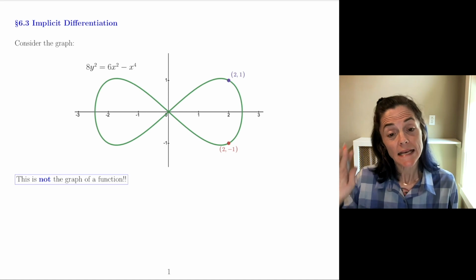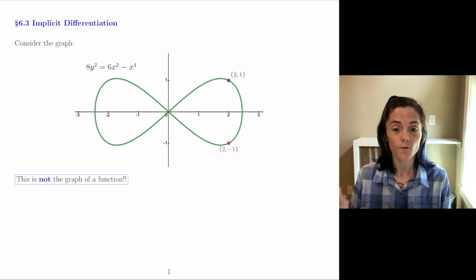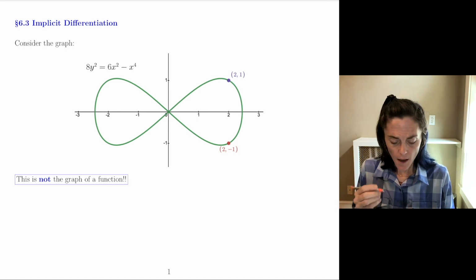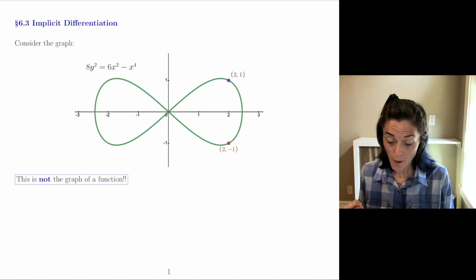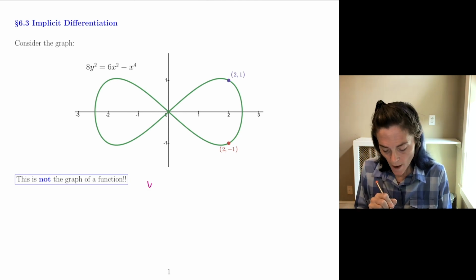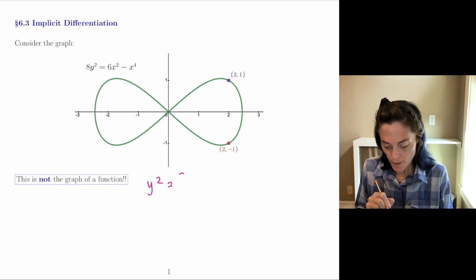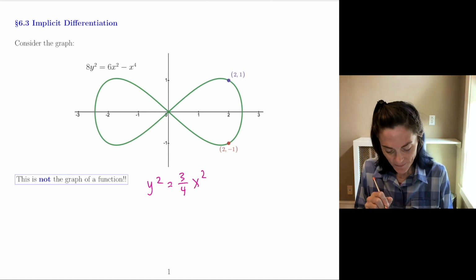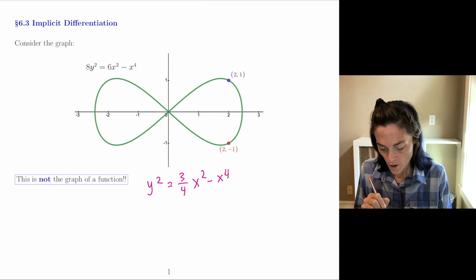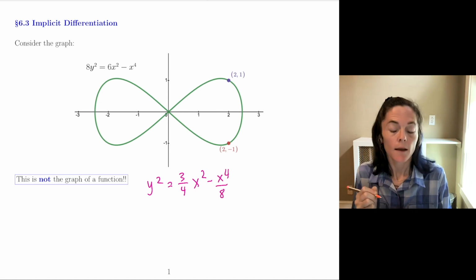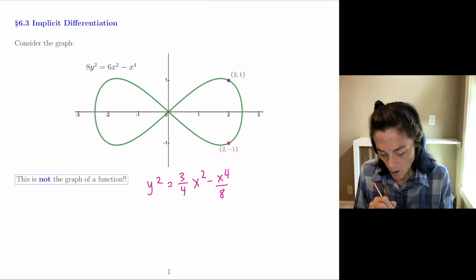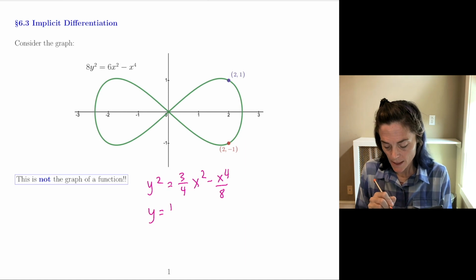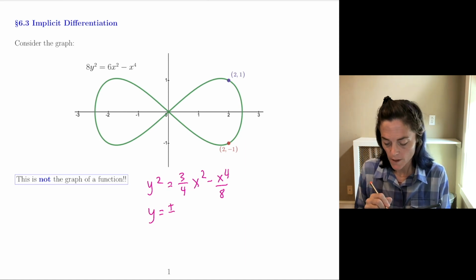8y squared is 6x squared minus x to the fourth. We could solve for y in terms of x. Maybe I will make this remark over here. We would have y squared is 3/4 x squared minus x to the fourth over 8. And then what does that say about y? Well, plus or minus the square root of all of this.